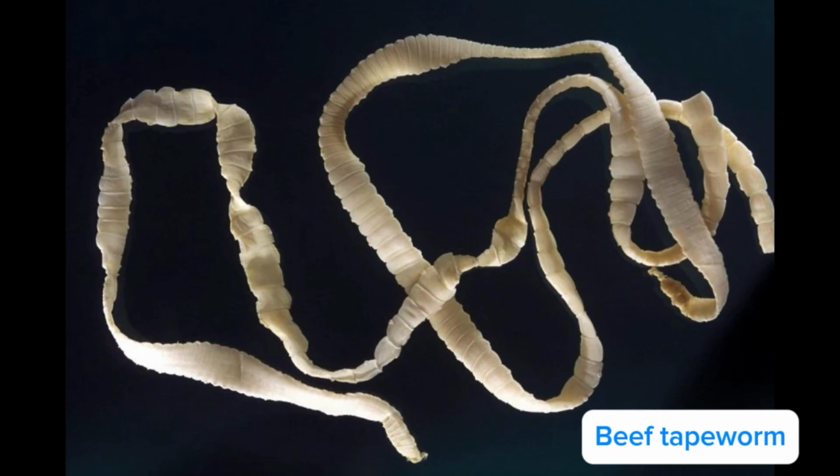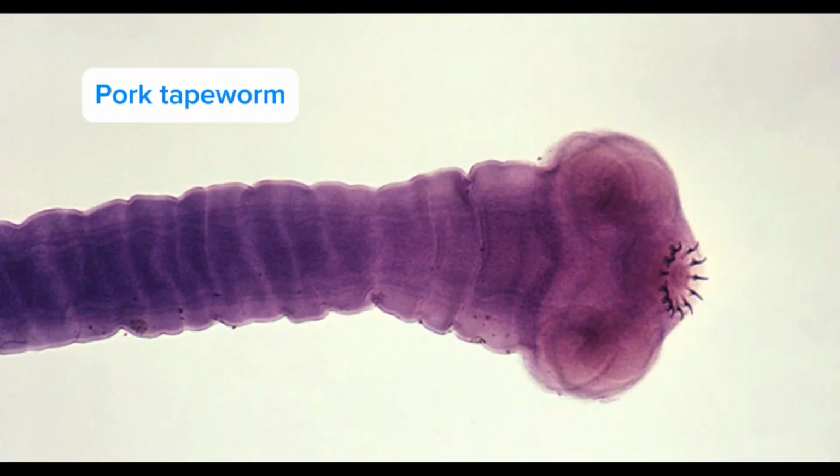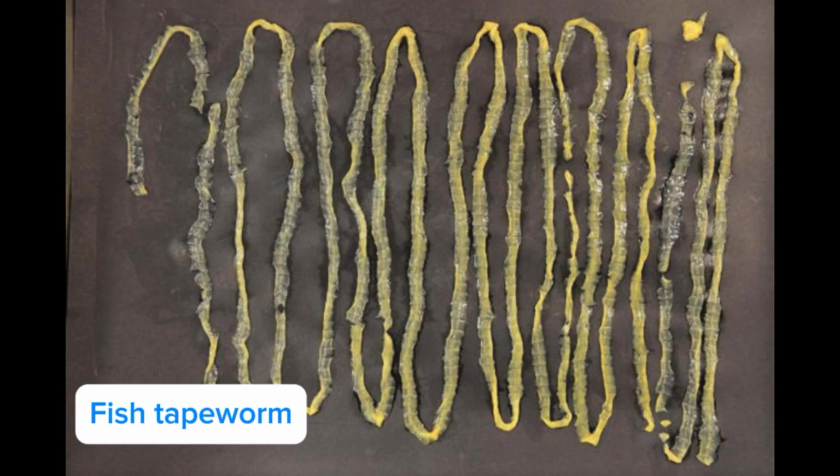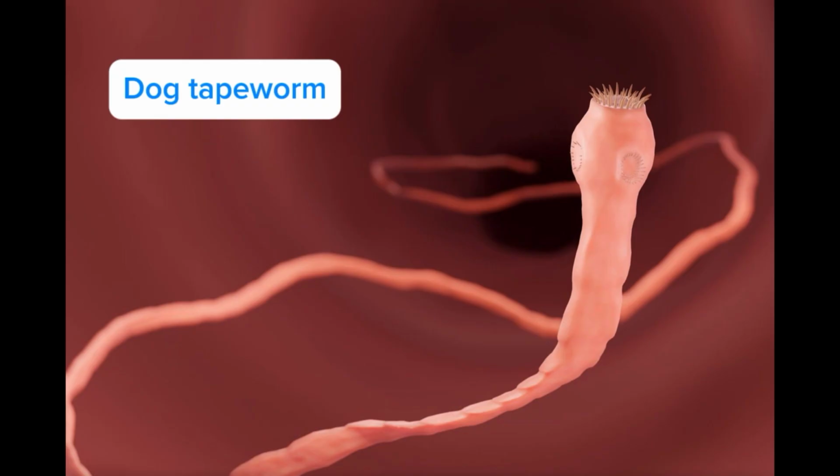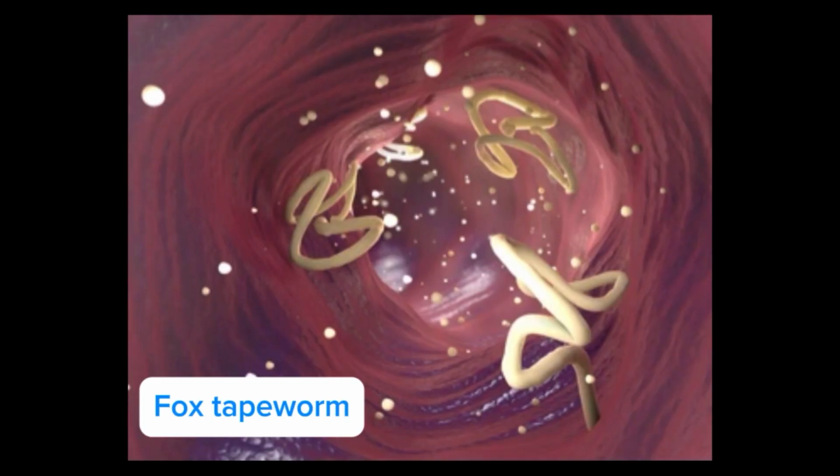Tell me 5 representatives of class Cestoda. Alright. The first representative is the beef tapeworm. It infects humans when eating undercooked or raw meat. The second representative is the pork tapeworm, and it's acquired by eating undercooked pork, and it can cause infections. The third representative is the fish tapeworm, the largest human tapeworm. It can reach lengths up to 20 meters. The next representative is the dog tapeworm and is characterized by formation of cysts in organs like the liver and lungs. The last representative is the fox tapeworm, which is common in wildlife.